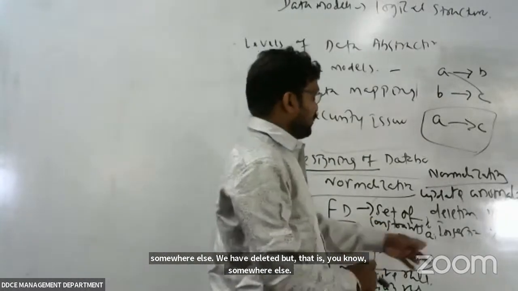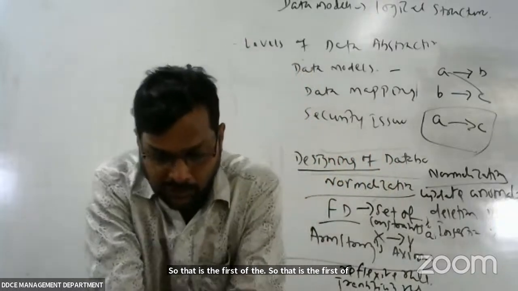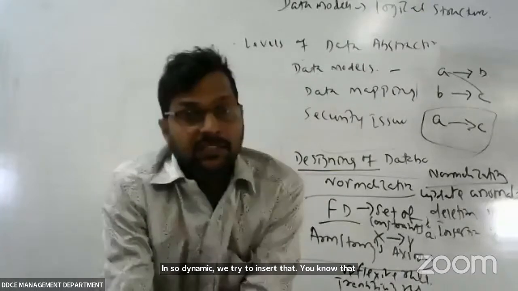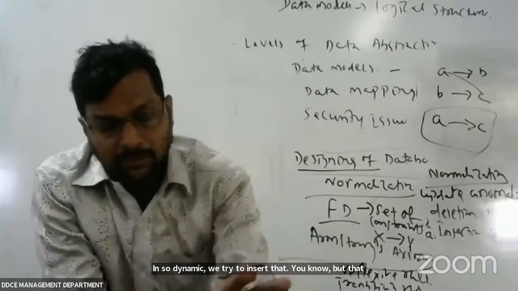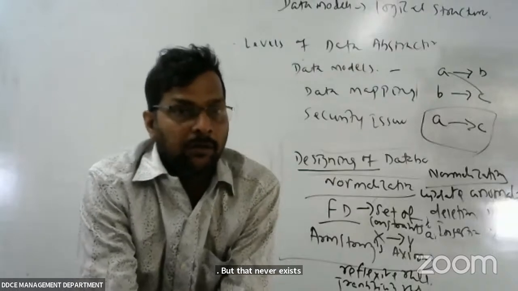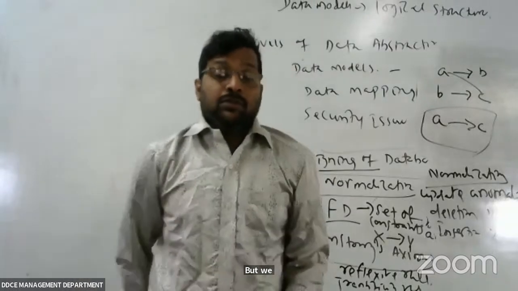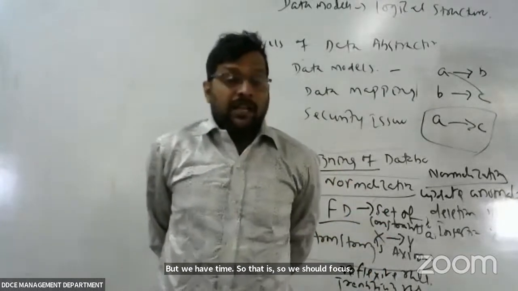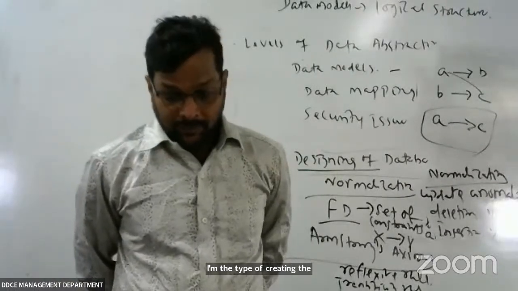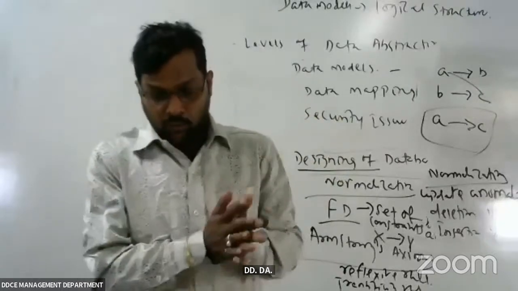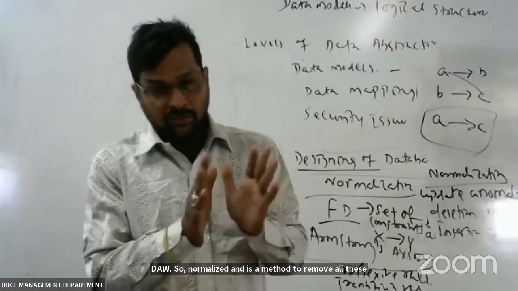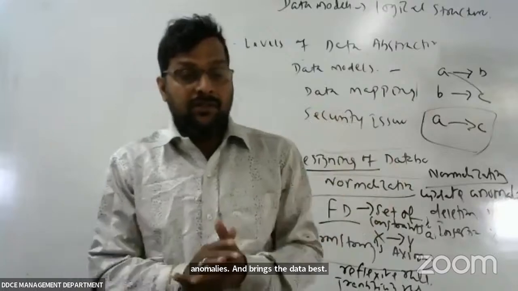The last one is the insertion anomaly. We try to insert data into a record, but that does not exist at all. We try to insert, but that never exists. So we should focus on these three anomalies when creating or designing the database. Normalization is a method to remove all these anomalies and bring the database to a consistent state. This is the definition.